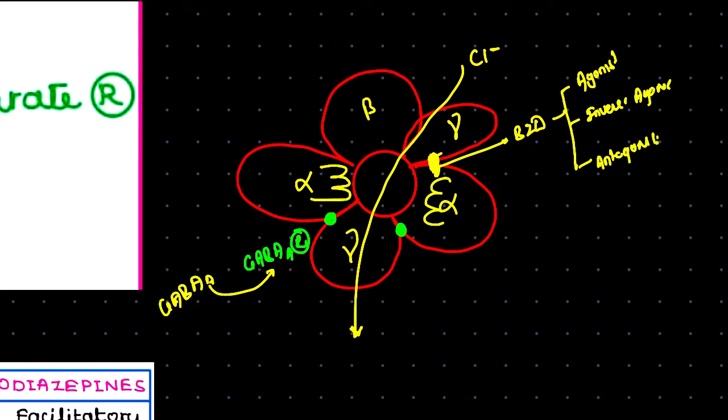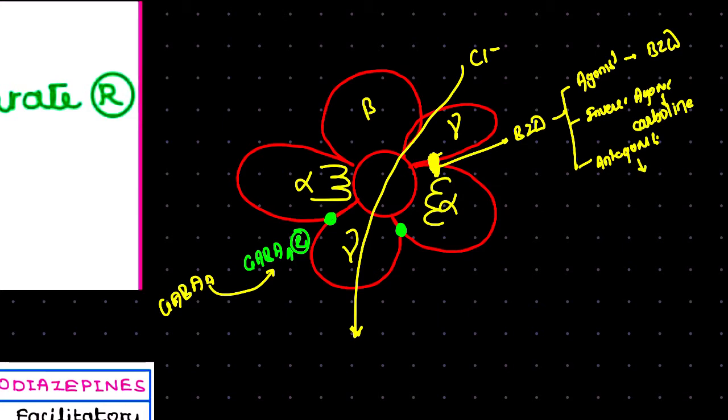Talking about the agonist, benzodiazepine itself will go and bind right here. Talking about the inverse agonist, it will bind here and cause the opposite effect. What is this inverse agonist? It is carboline.